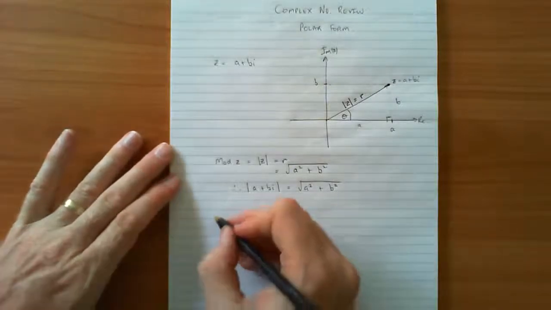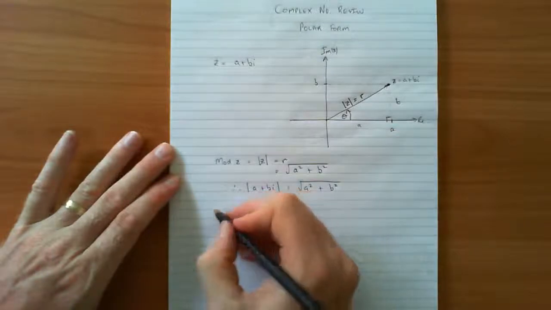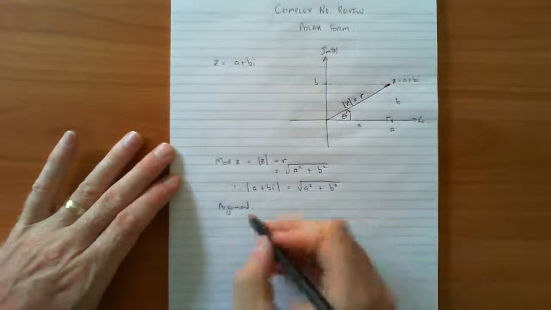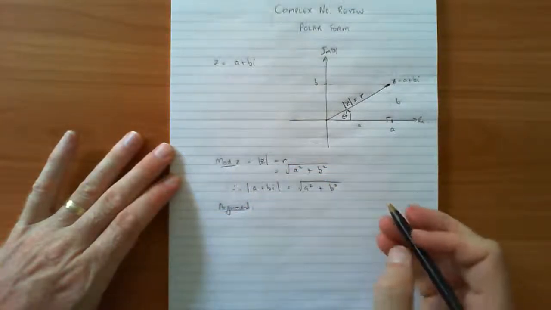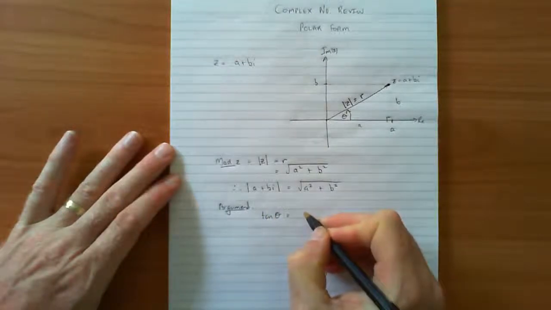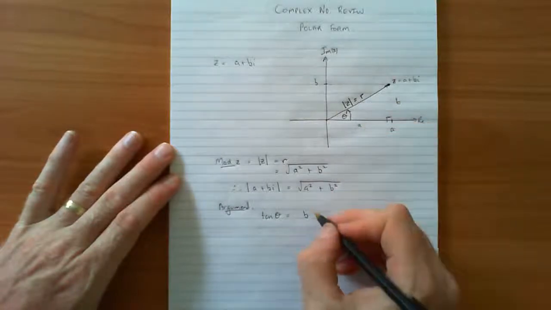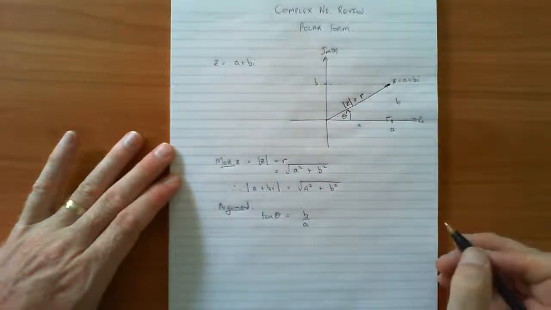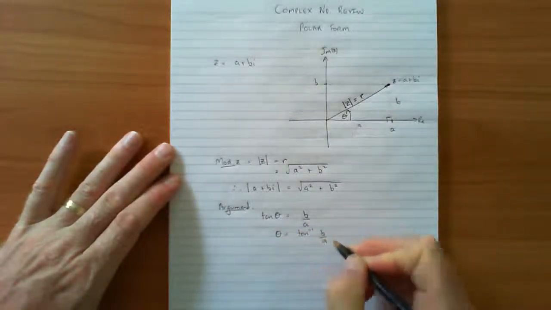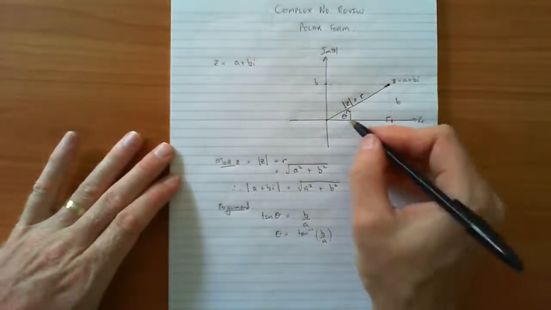Now, the other important component of this, as I mentioned before, is the argument. We can use simple trigonometry here, and we can say that tan theta equals opposite over adjacent, b over a. Therefore theta equals the tan inverse of b over a. And there we've got our angle theta.